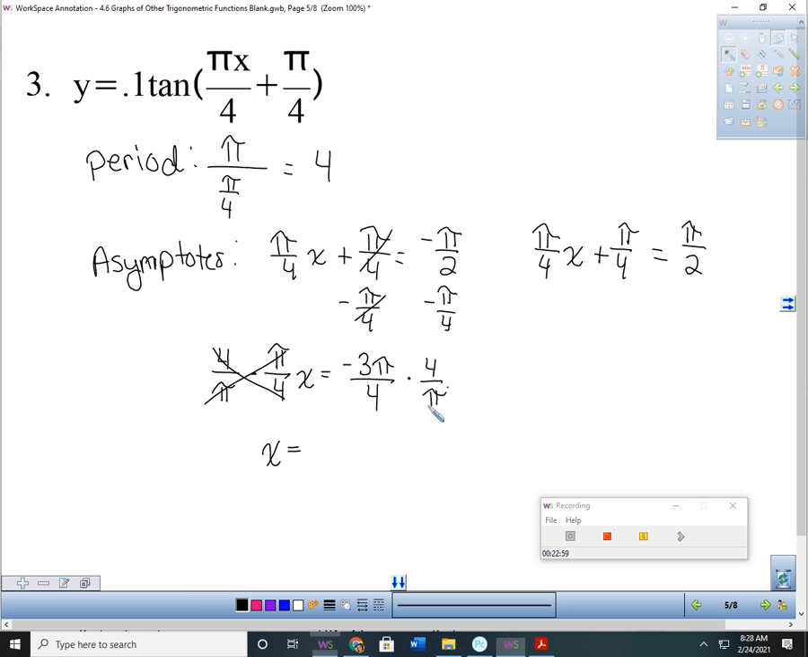So my pi's cancel and my 4's cancel, leaving me with negative 3, which makes sense, right? Because we don't have a pi left up here on our period. Okay? And then we go through the same process over here. So I'm going to subtract the pi over 4. That gives me pi over 4x is equal to pi over 4.